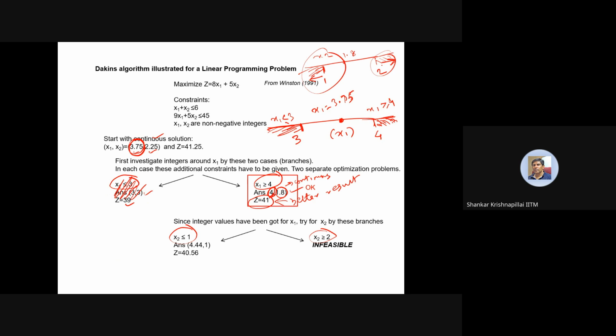So when you solve these two problems, we find that this will give an error result. Okay. It will not work because the solution goes into the infeasible region, and this will give a result x1 equal to 4.44, x2 is equal to 1. Okay. So now x1 has become continuous.